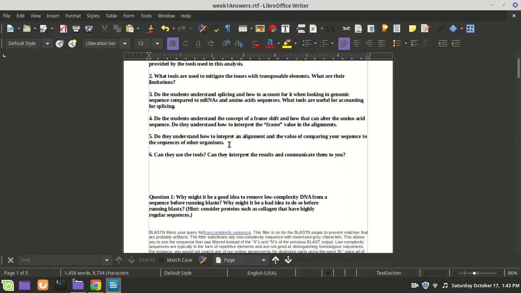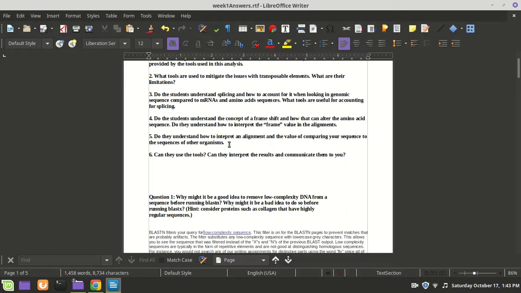Do they understand how to interpret it? Well, what is a gap? What is an insertion and a deletion, and what does that look like in the little alignments where you align the query and the subject sequence? So when they're looking at it, make sure they've given you some indication that they know what's going on in the alignments and what an alignment is.